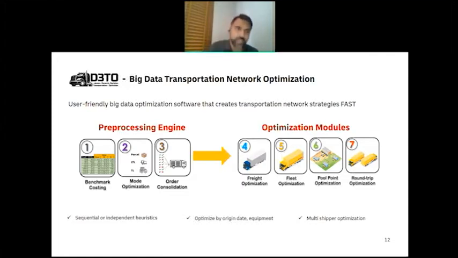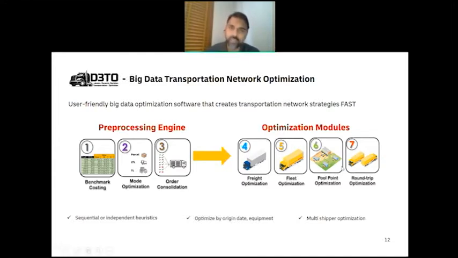So you reach the benchmark by using the pre-processing engine, which has three parts. As I said, you benchmark cost, you figure out the right mode, and then you combine. Order consolidation is nothing but saying if you have multiple orders on the same day in your file and they were supposed to be combined into one load, you do that. So you basically do some cleaning of data to reach a good current data set.